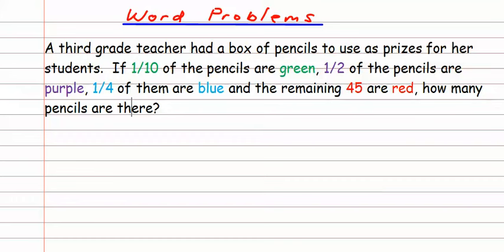1/10 of the pencils are green. Half of them are purple, 1/4 of them are blue, and the remaining 45 are red. How many pencils are there? Well, if I add up the green, the purple, the blue, and the red, I'll know what the total is.